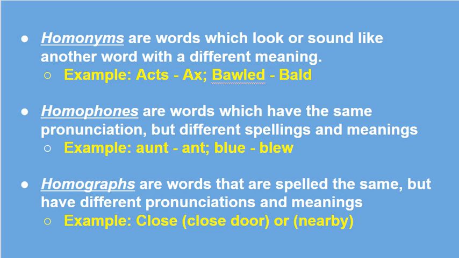Then you have homographs. Homographs are words that are spelled the same but have different pronunciations and meanings. For example, the word close or close. Close the door, or we are close to our destination. So the word close could have the exact same spelling, but it has different pronunciations and meanings. Please pause the video and write down these 3 definitions of the vocabulary. If it helps, please write down the yellow examples as well.